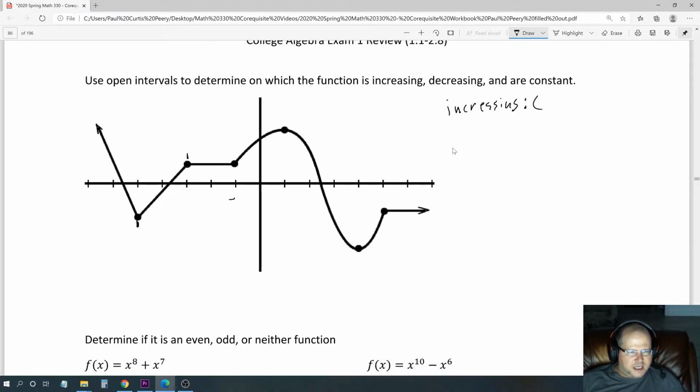So this is -1, -2, -3, -4, -5, -6, -7. Okay, so we can easily see it's from -5 all the way up to -3. So from -5 through -3, it is in fact increasing. Let's see if it's increasing from -3 to -1, right here. It's not increasing.